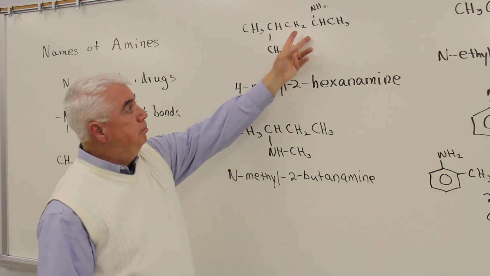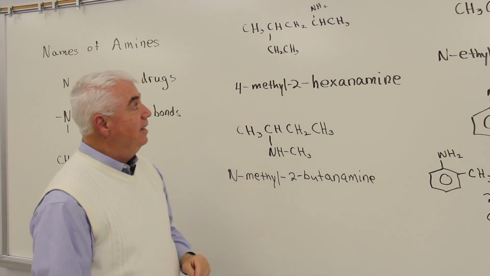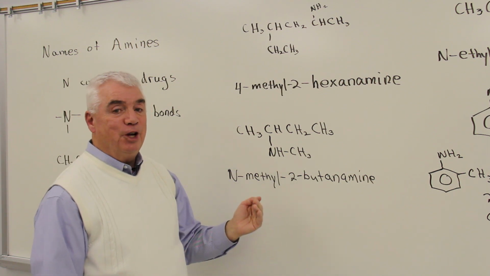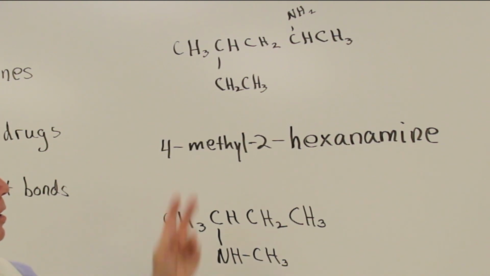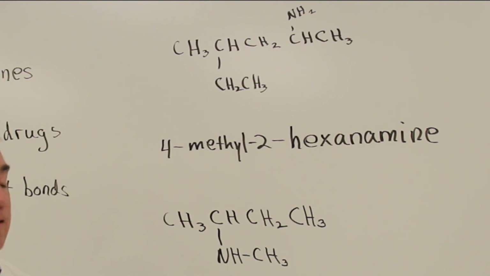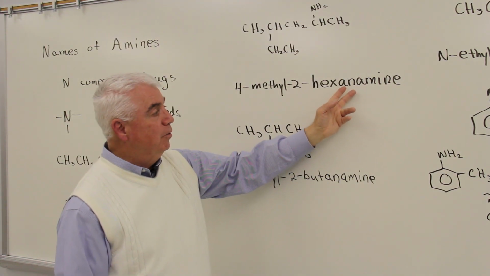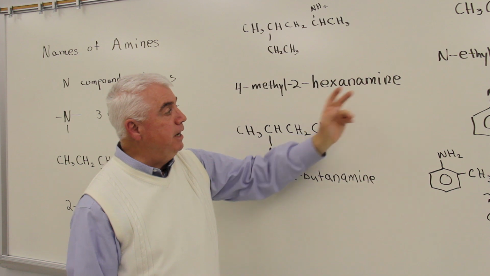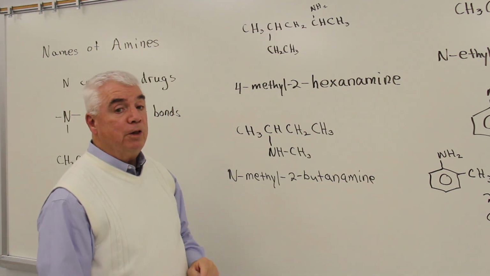Here I've put up a structure to remind you that rule number 1 is always to find the longest chain. And the longest chain in this case would curve down. This is not an ethyl group, it's part of the longest chain. And if we count all of those carbons, we've got 6. So hexane would be the base word. We've dropped the E, added amine. It's a hexanamine.